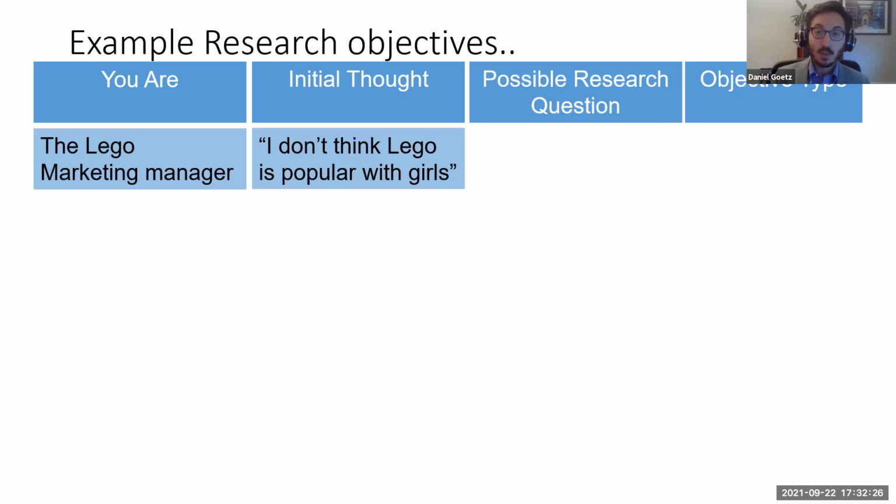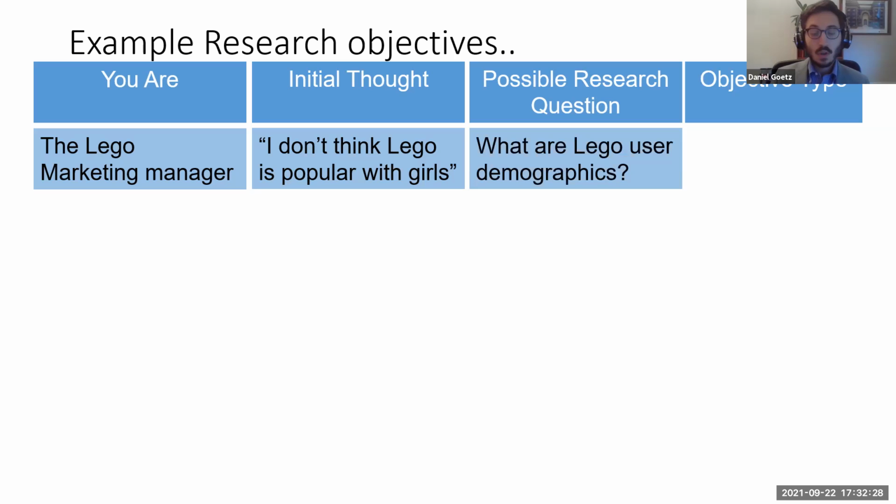And then what do you do with that in terms of a research question? One thing you could do is just directly try to answer, is that true or is that not true, right? What are Lego user demographics? And when we think about classifying this research question, what do you think this would be? Exploratory, where we're trying to define what we are even trying to know? Descriptive, where we're trying to describe something about our market or our consumers? Or causal, where we want to know the effect of changing something on an outcome that we care about?